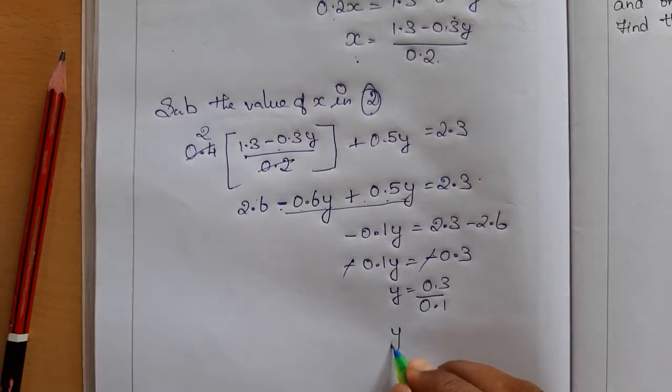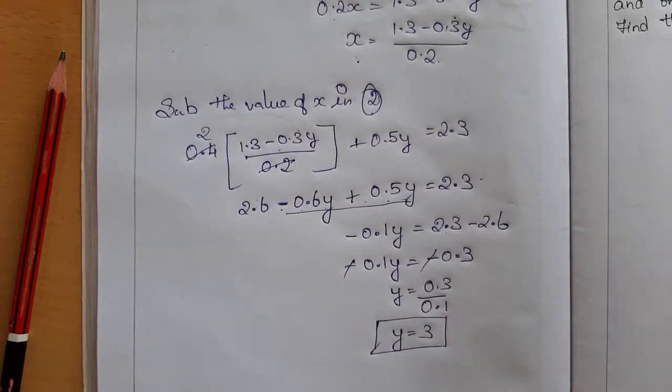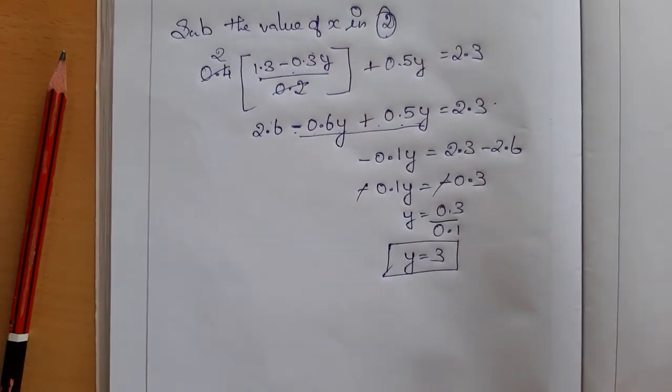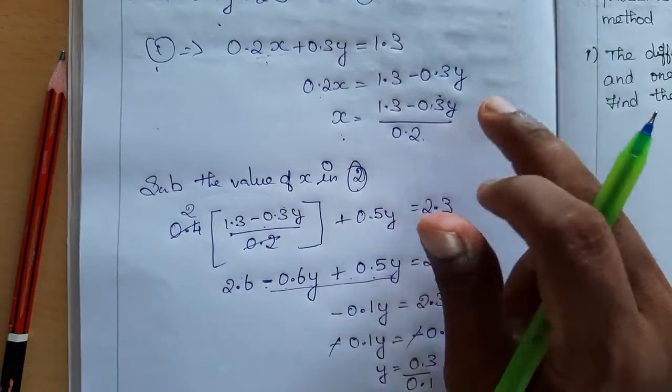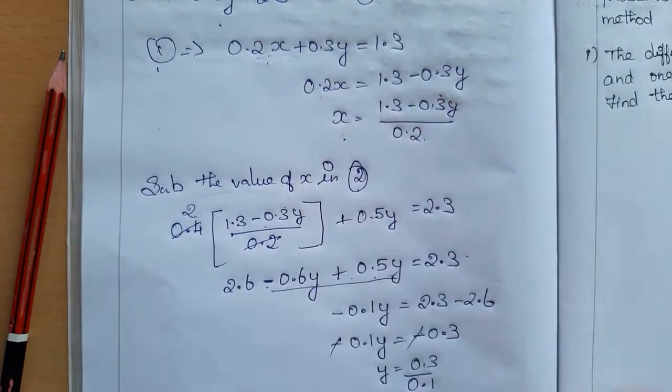Multiply 10 on both sides, both numerator and denominator, and you will get y value is equal to 3. This is the value of y, right? Now substitute this y value in this x term. So you will get a value of x, right?